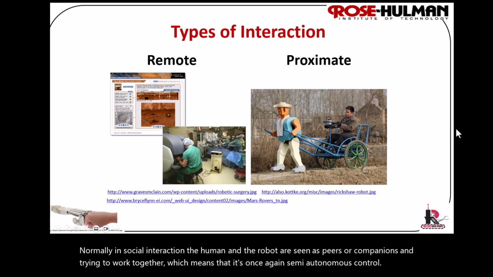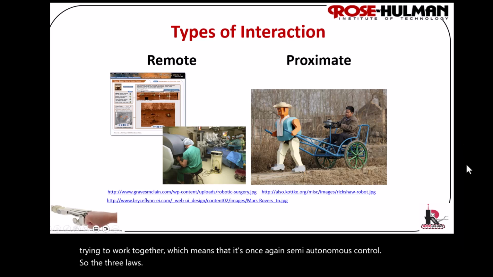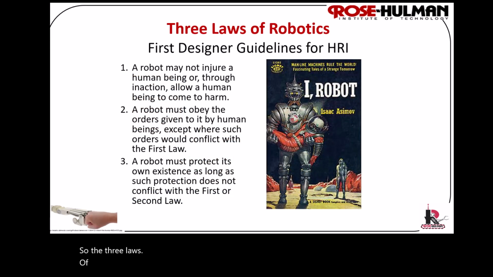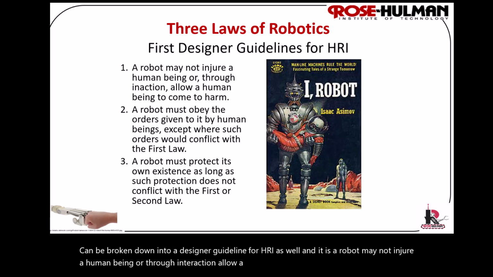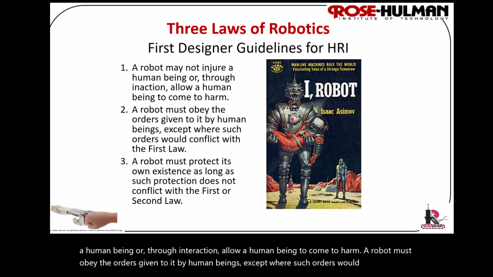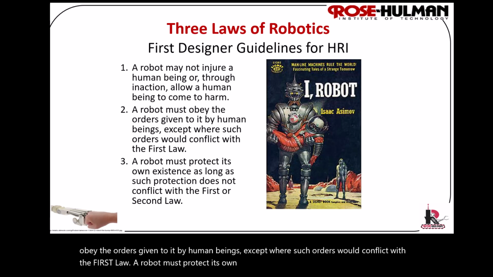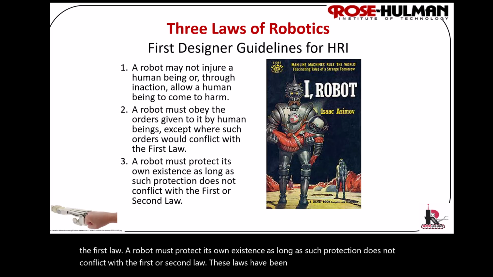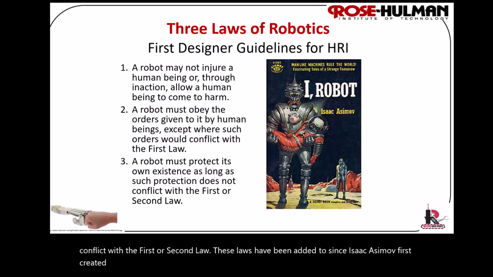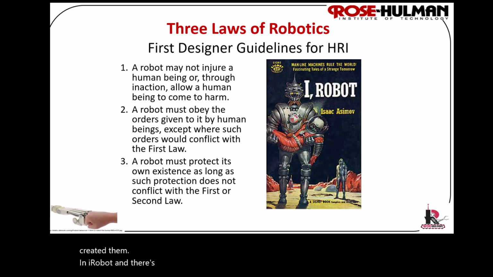So the three laws of robotics can be broken down into a designer guideline for HRI as well. A robot may not injure a human being or, through interaction, allow a human being to come to harm. A robot must obey the orders given to it by human beings, except where such orders would conflict with the first law. A robot must protect its own existence as long as such protection does not conflict with the first or second law. These laws have been added to since Isaac Asimov first created them in I, Robot. And there's now a zeroth law that adds on humanity, but we won't discuss that here.